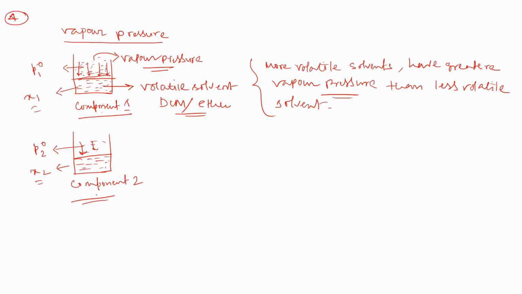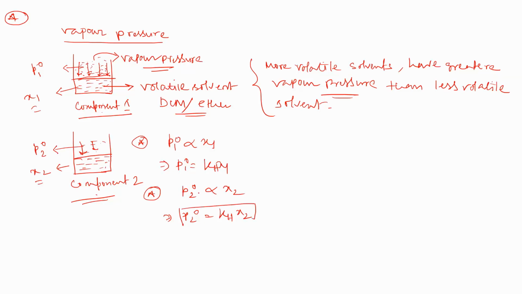There is no problem. It is a pure case, and from Henry's law, the vapor pressure P10 is proportional to the mole fraction X1. So P10 equals KH times X1. Similarly, for component 2, P20 is proportional to X2, so P20 equals KH times X2. So this is Henry's law if we apply it for component 1 and component 2.